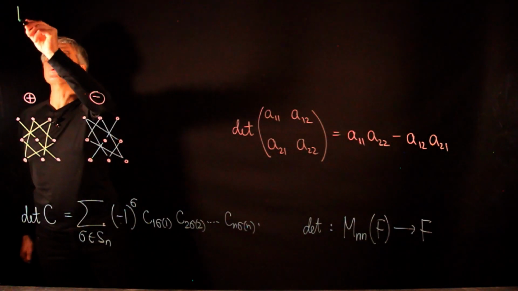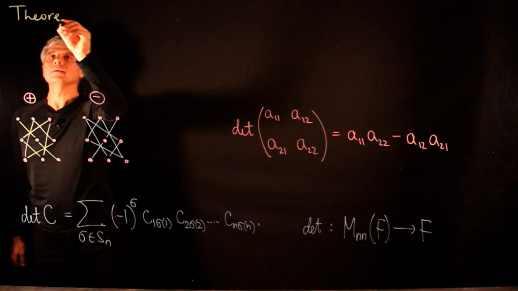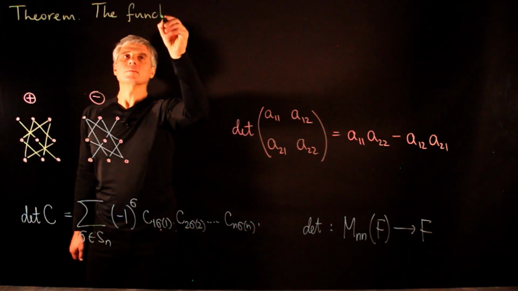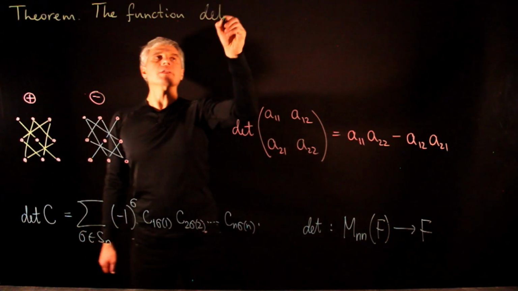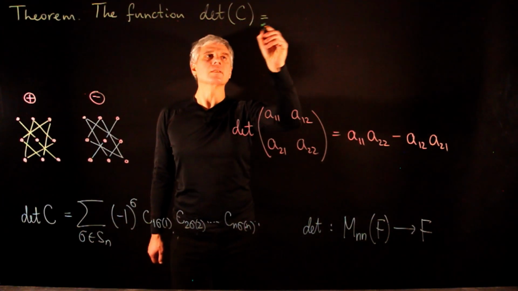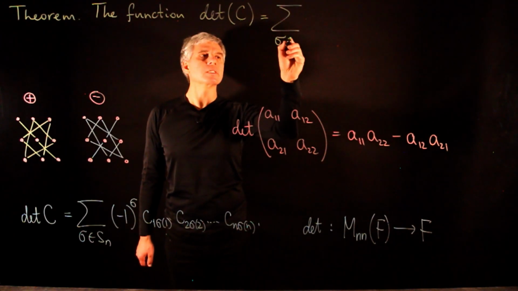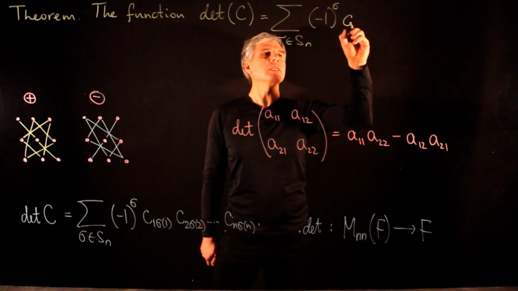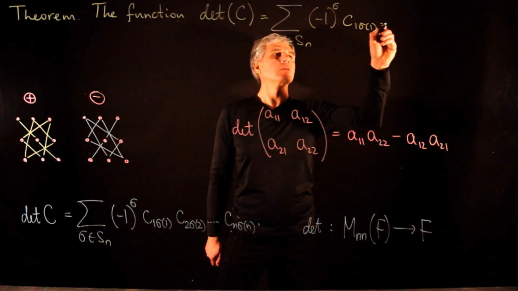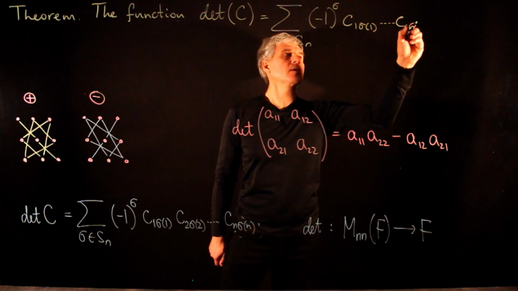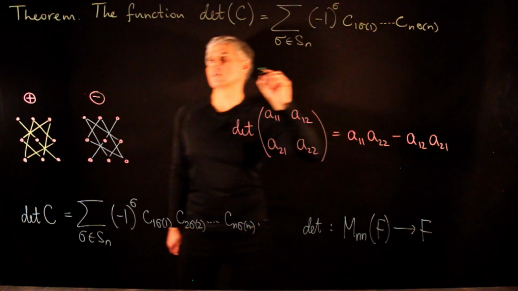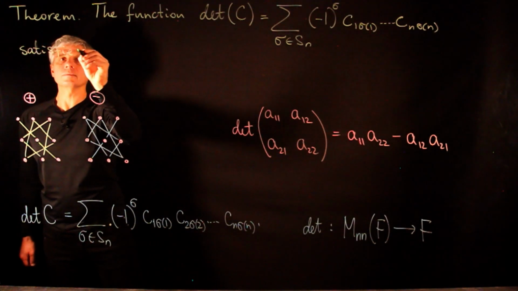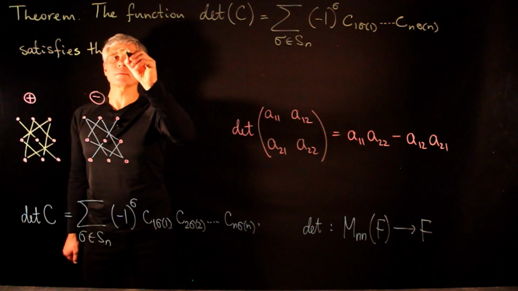Now, let us prove our main result. The function determinant of a matrix given by the sum over sigma in Sn of minus 1 to the power of sigma, times C1 sigma of 1, dot dot dot, Cn sigma of n, satisfies the required properties.